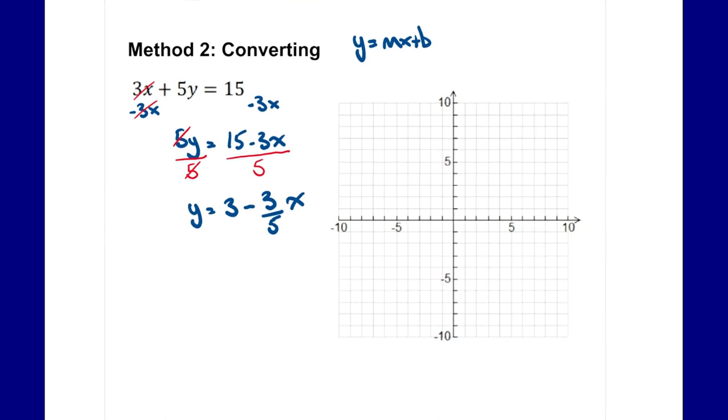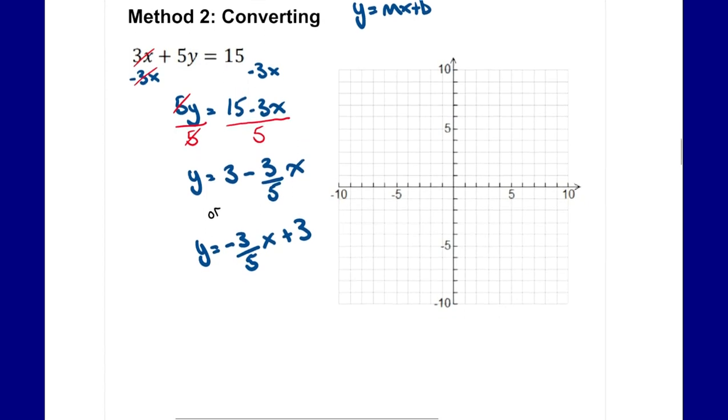Now you could leave it like this if you can discern which is the m and which is the b value, or you could rewrite it specifically to be y equals mx plus b. In this case, I'm going to take the minus 3 over 5x and move it in front. So minus 3 over 5x moves in front. This 3, there's no sign in front, so I can assume it's a positive. So plus 3 will be after or remaining. So y equals negative 3 over 5x plus 3. Now I have enough information, or I've converted it to the y equals mx plus b form. I can graph this because I know my slope, negative 3 over 5, and I know my b value of 3.